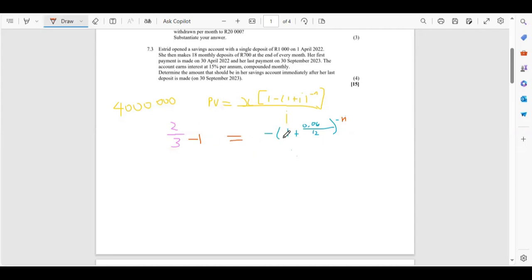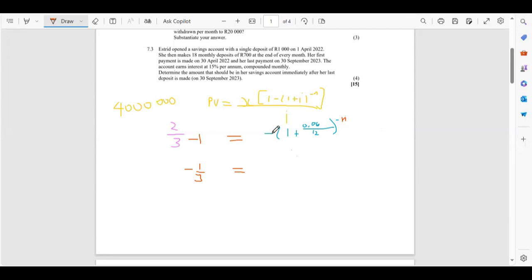This is equals to negative brackets 1 plus 0.06 divided by 12, all to the power minus n. Now, if I take my 2 over 3 and subtract it by 1, I should get negative 1 over 3, right? Now if I punch 1 plus 0.06 divided by 12 into my calculator, let me see how much it will give me. So this would give me 201 over 200.